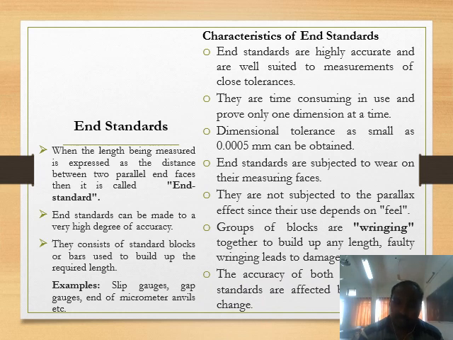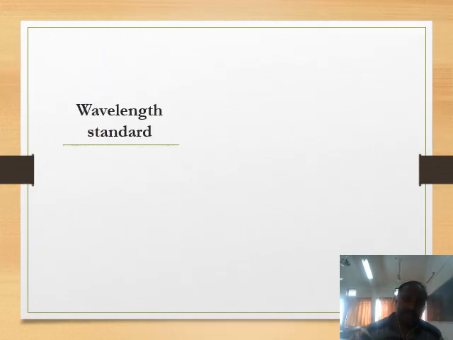The accuracy of both line standards and end standards is affected by temperature change, because both are made of metals. These two, line standard and end standard, are material standards, because a mass of material is used, and either lines are engraved or a rectangular block is used and the length is measured between the two parallel faces.